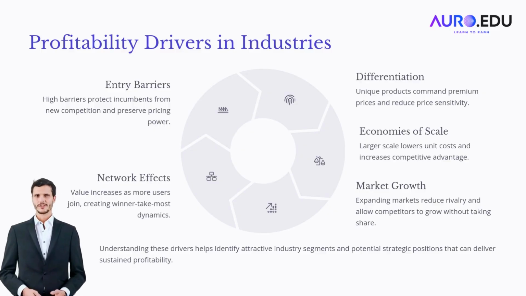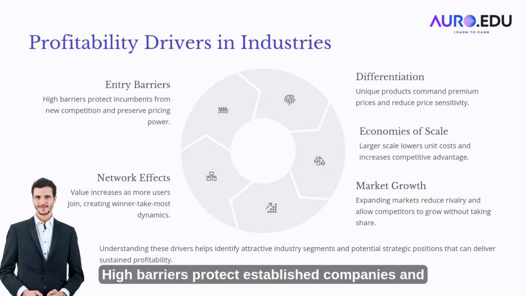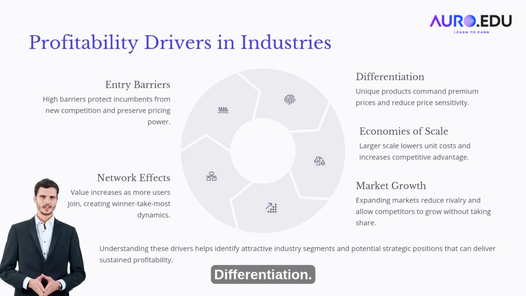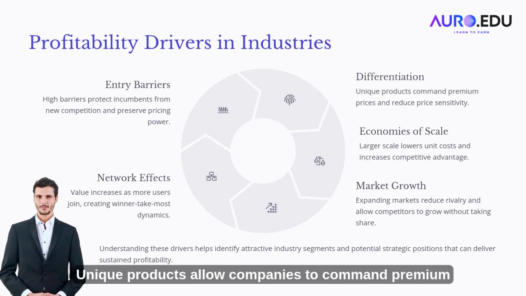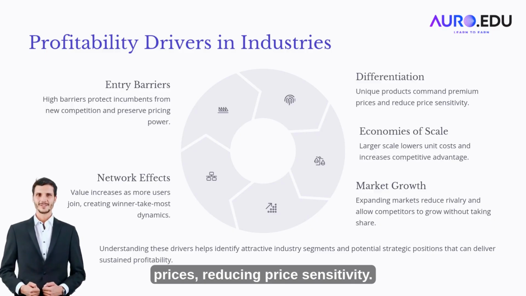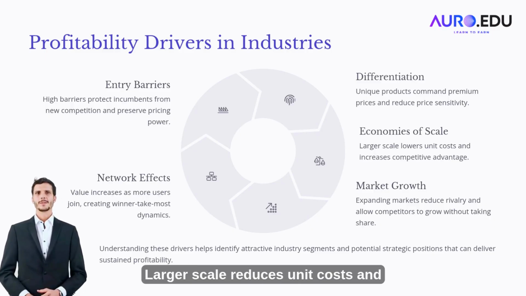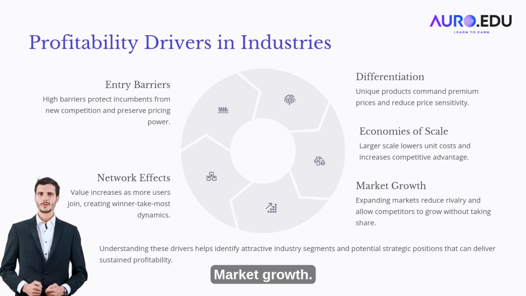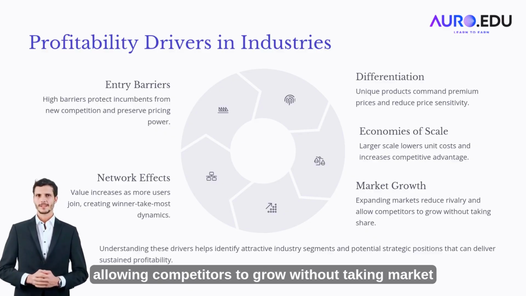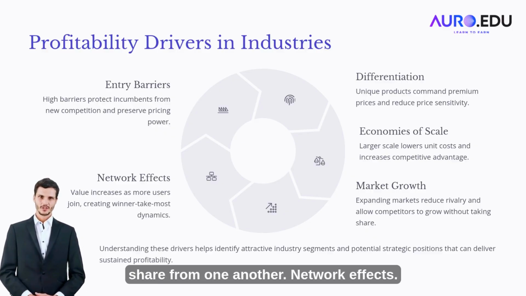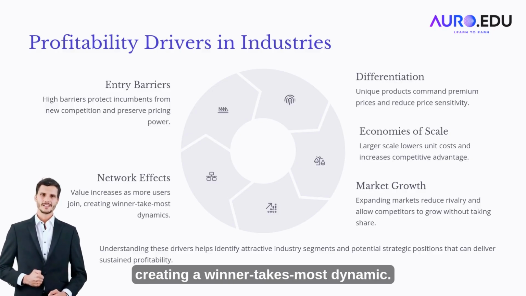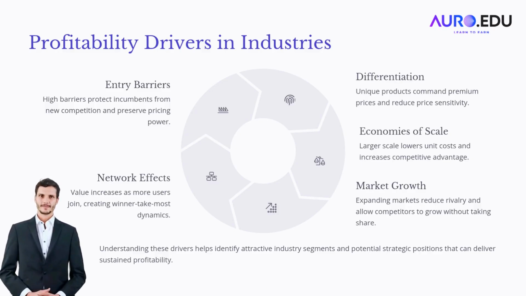Profitability drivers in industries. Entry barriers. High barriers protect established companies and preserve their pricing power. Differentiation. Unique products allow companies to command premium prices, reducing price sensitivity. Economies of scale. Larger scale reduces unit costs and increases competitive advantage. Market growth. Expanding markets reduce rivalry, allowing competitors to grow without taking market share from one another. Network effects. As more users join a platform or service, the value increases, creating a winner-takes-most dynamic.